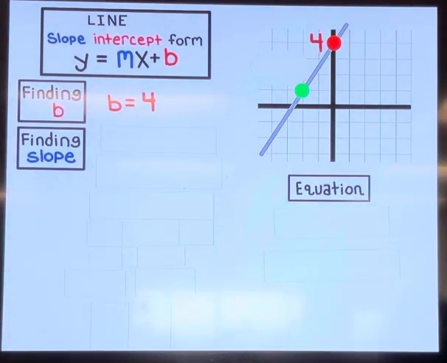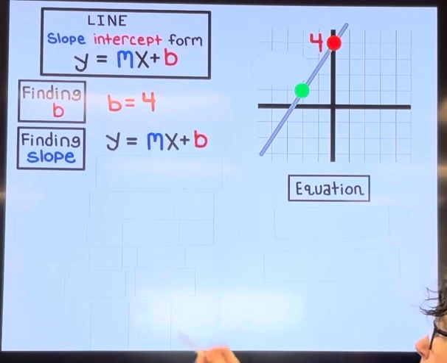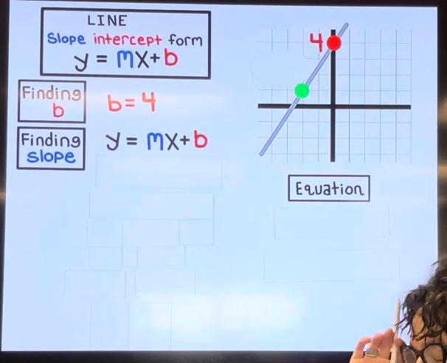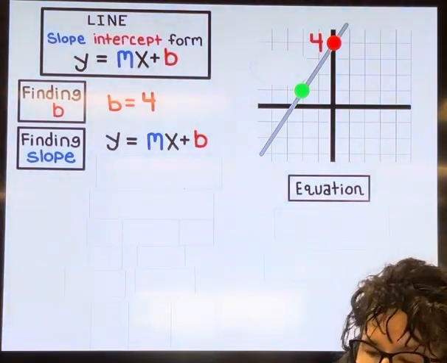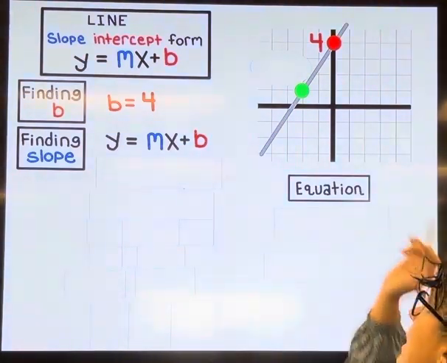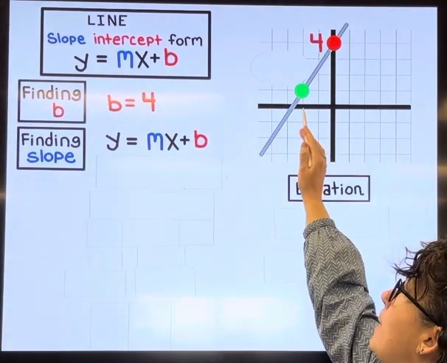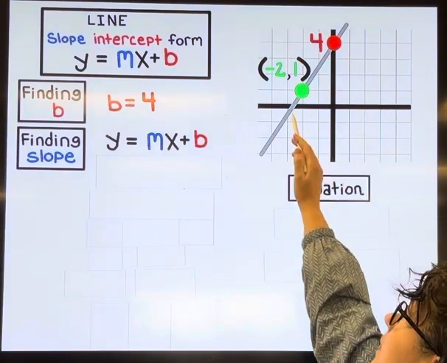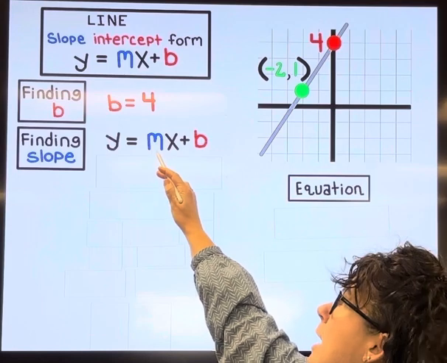Okay, now there's a couple different ways that I could find slope, but I'm going to go ahead and do this algebraically. I'm going to start off with y equals mx plus b, and then I'm going to substitute everything I know into this equation. But something else that I know is this particular point. This point is back 2, up 1. And I'm going to be using a point and the y-intercept to find the m value.